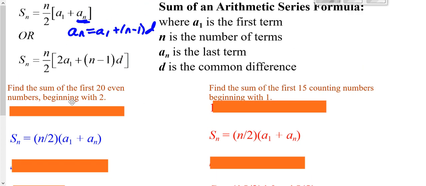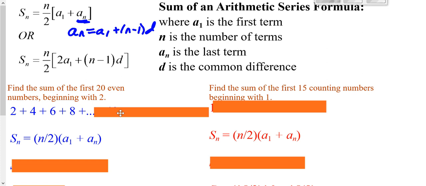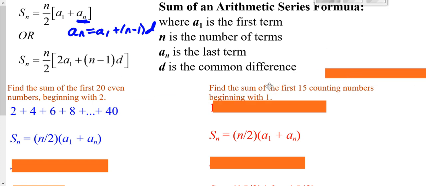So down below here we have a couple of problems that we're going to want to use these formulas on. We want to find the sum of the first 20 even numbers, beginning with 2. Well, first of all, I would actually write out my series. First even number, then it's a series, so I got to go plus, not a comma. My next even number, plus, my next even number, and so on. And then I would go dot, dot, dot, till I got to my 20th one, which would be 40. I'm not going up to 20. It wants the first 20 even numbers. So I get to go all the way to 40 before I get 20 even numbers.